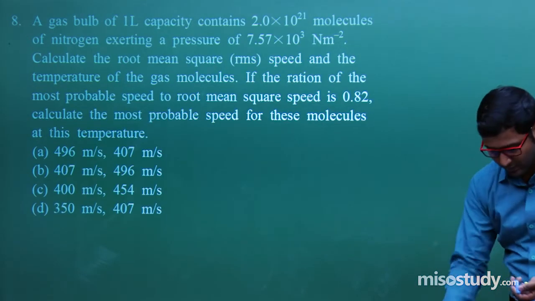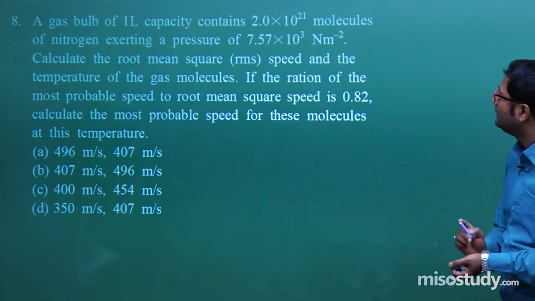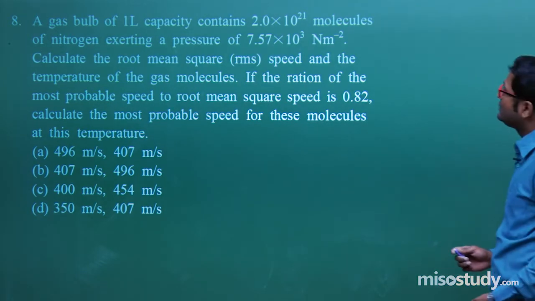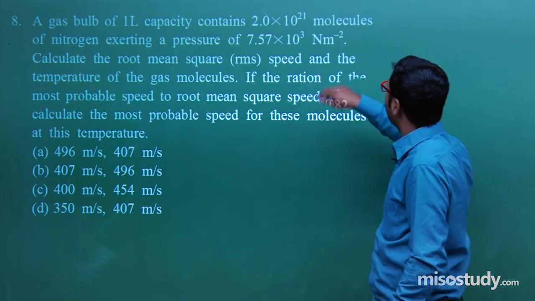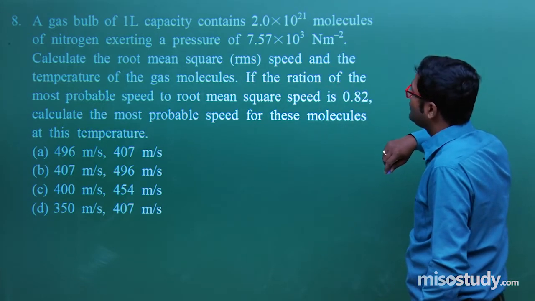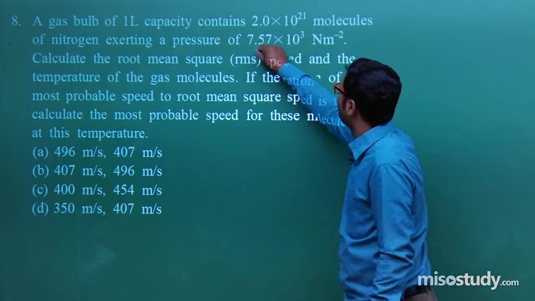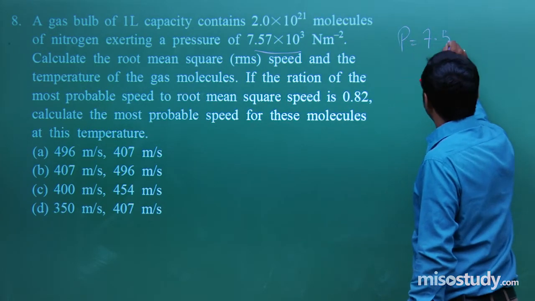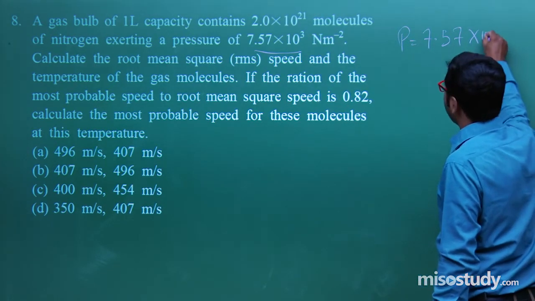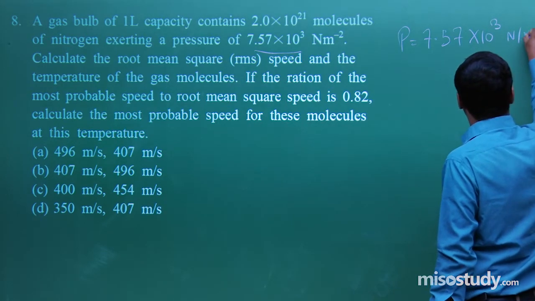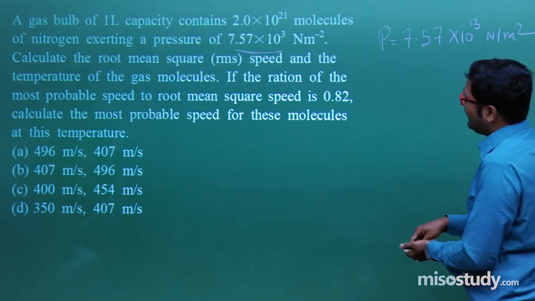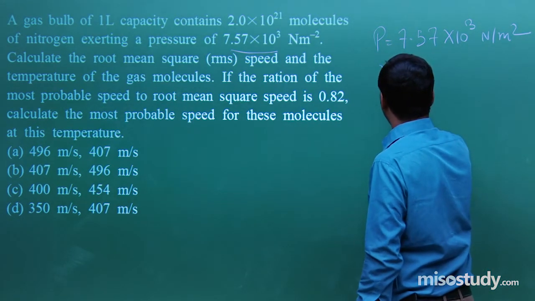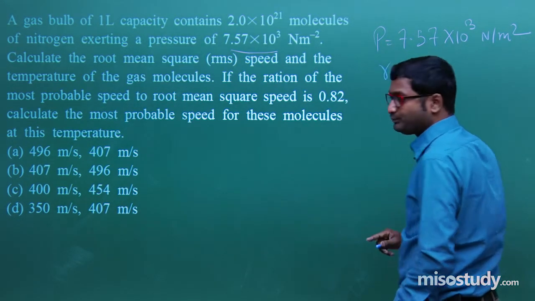Question number 8. Look at this, this is a big question. A gas bulb of 1 liter capacity contains 2 into 10 to the power 21 molecules of nitrogen exerting a pressure. What is the pressure here? P is equal to 7.57 into 10 to the power 3 Newton per meter square. Clear? Calculate the root mean square speed. Root mean square, RMS. Clear to you?